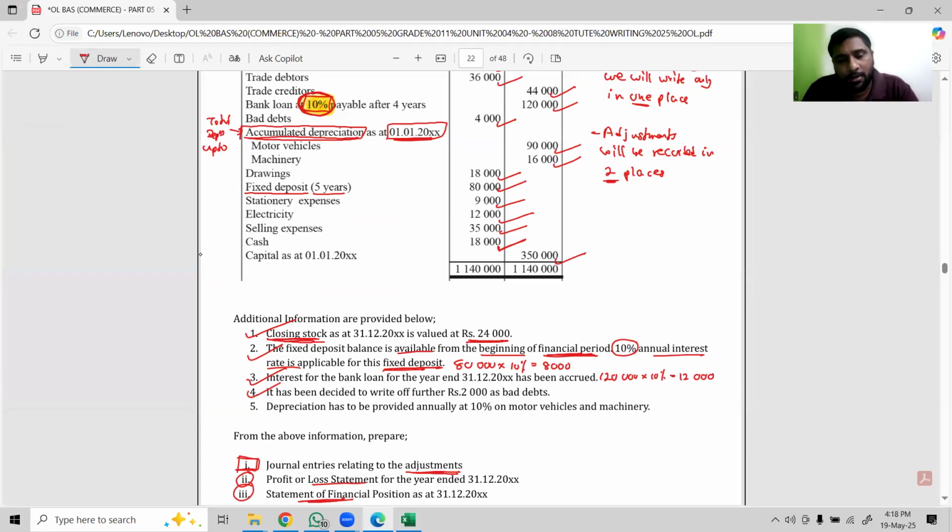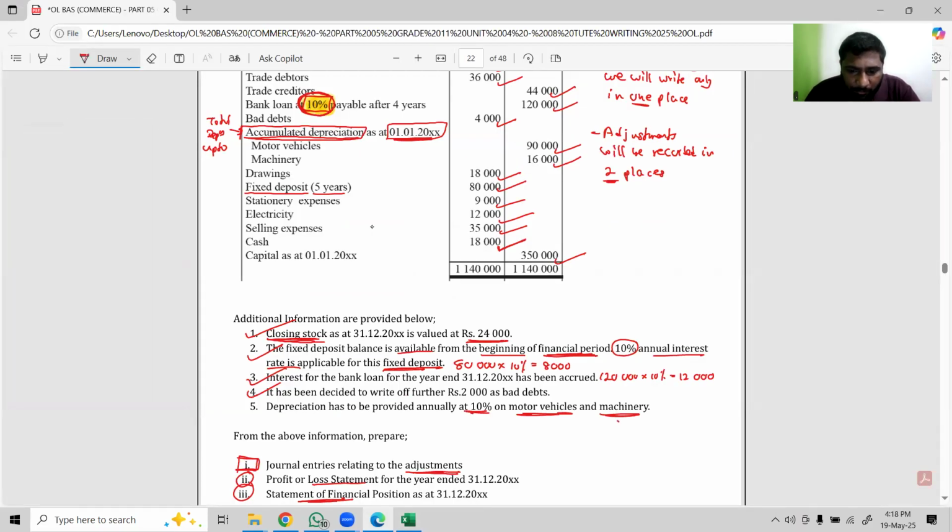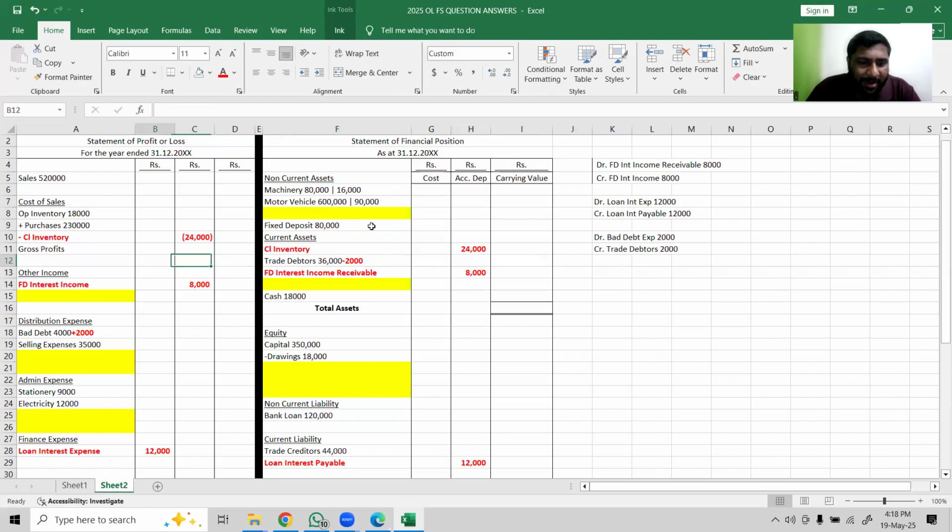Final one. Depreciation 10% for motor vehicles and machineries. So we'll do it one by one. Machinery cost is how much? 80,000. 80,000 at 10% means 8,000. So do the depreciation 8,000, go to the admin expense.